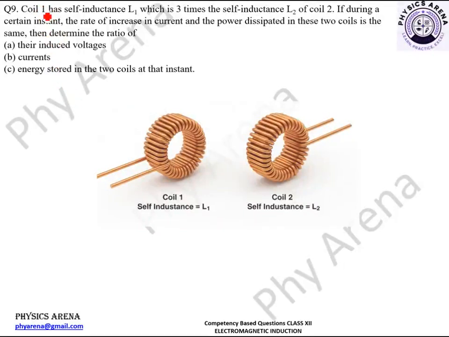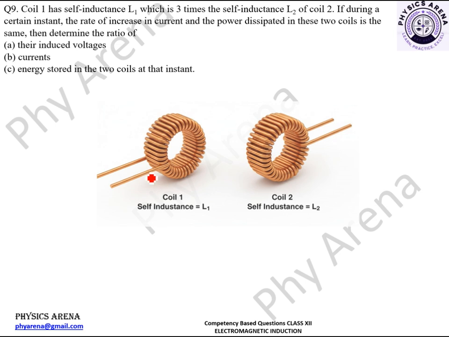Question 9. Coil 1 has self-inductance L1, which is 3 times the self-inductance L2 of coil 2. If during a certain instant, the rate of increase in current and the power dissipated in these two coils is the same, then we need to determine the ratio of the induced voltages in the two coils, the currents flowing in the two coils, and the energy stored in the two coils.